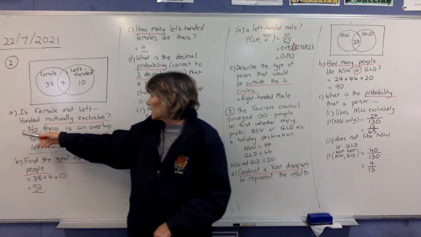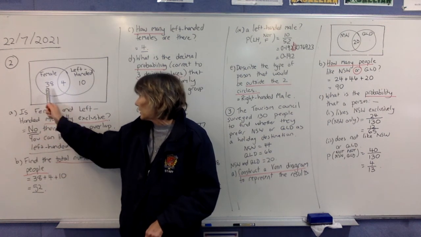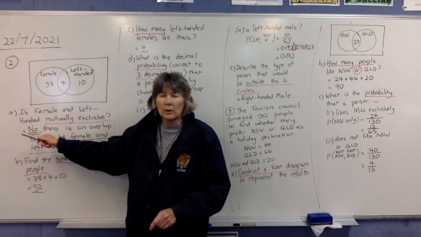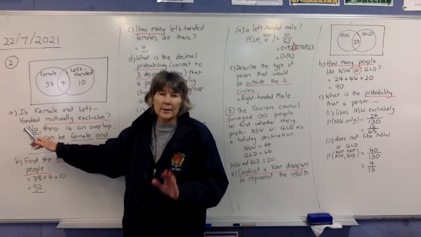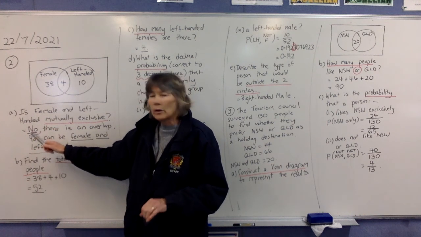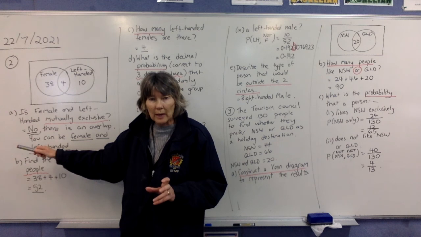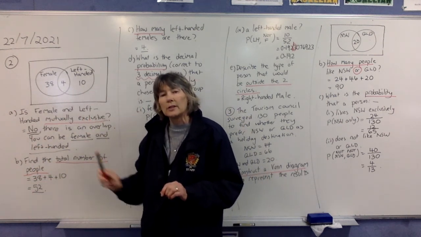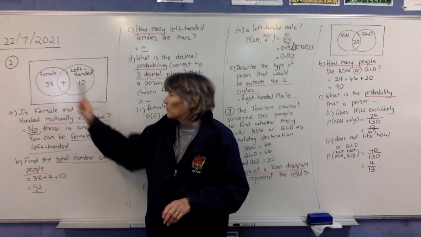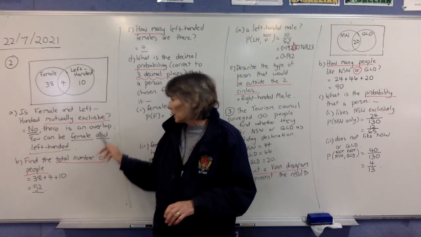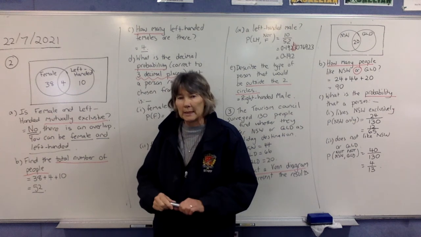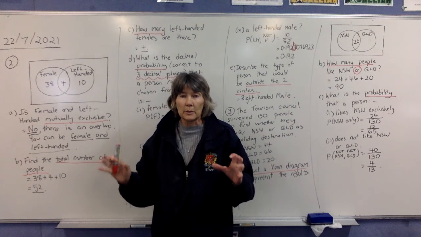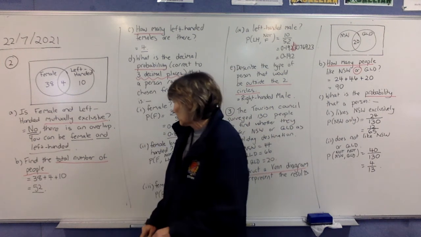Okay, now the first question says, are female and left-handed, these two circles, mutually exclusive? Well, the big indicator is that there's an overlap. So no, they're not mutually exclusive. There is an overlap, which means you can actually be both. You can fit into both circles. You can be female and left-handed. So that's not mutually exclusive. They would be two separated circles that couldn't be in both groups if they were mutually exclusive.